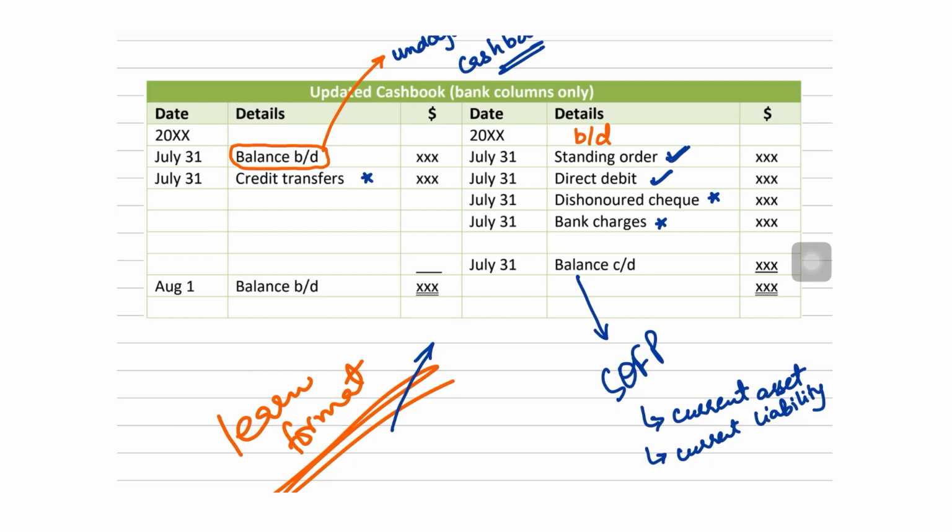Right? In the next video, we will cover the transactions, the items that are there in the cash book but not in the bank statement. So see you there.